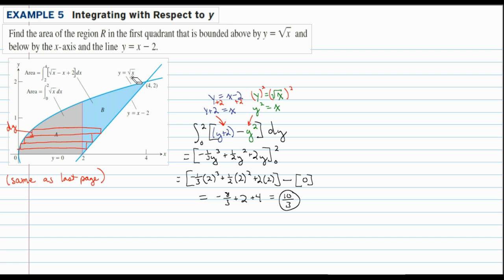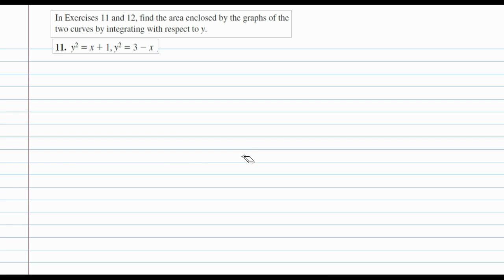And again, if this was a big 2 by 4 rectangle, this area would then be 3 1/3. So out of the 8 square units of area, we have 3 1/3, a little less than half, and that seems about right. Now try problem number 11. It says find the area enclosed by the graphs of the two curves by integrating with respect to y. So they give you that you're integrating with respect to y. We're going to ignore that for a second and just pretend like we don't know.